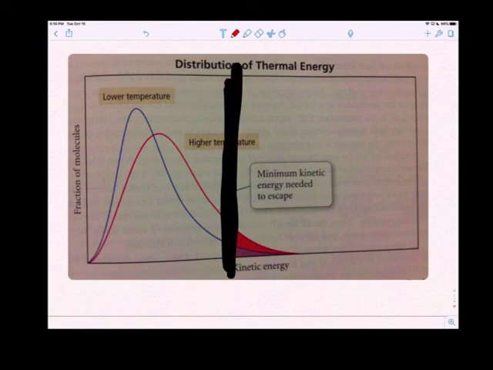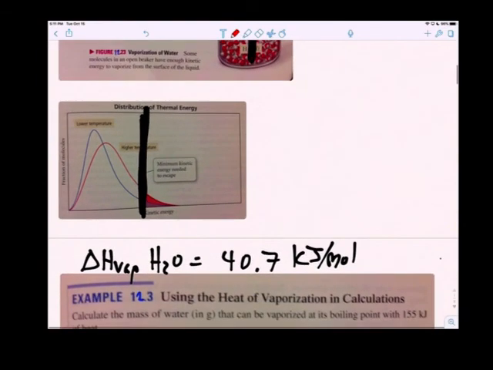We model it that way, but it has to do with kinetic molecular theory. So the red curve, the more broad one, and the blue, the narrower curve there, the higher temperature one has a higher fraction that has enough energy to escape the intermolecular forces. And that's the reason why higher temperatures have a higher vapor pressure. It doesn't have to do with the pressure that the liquid exerts.